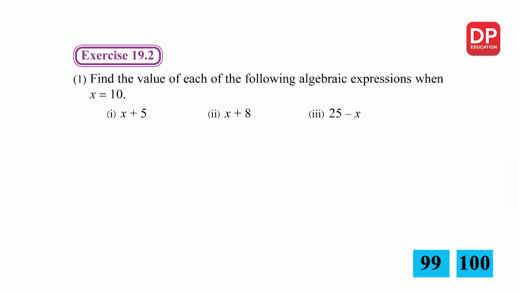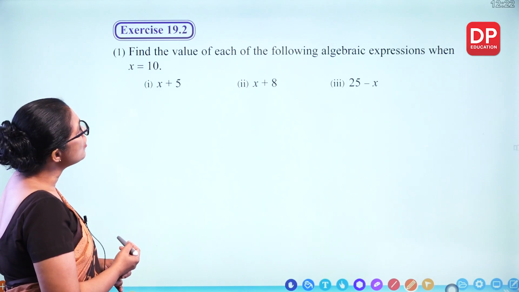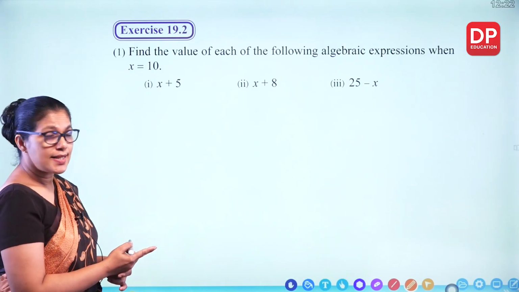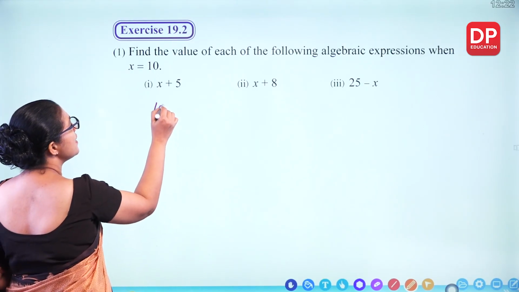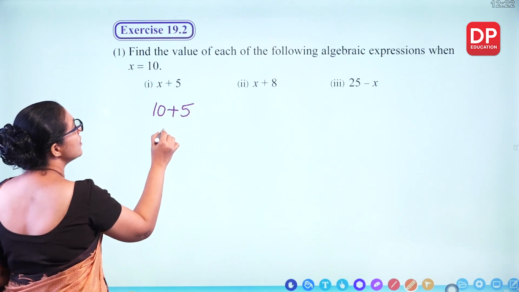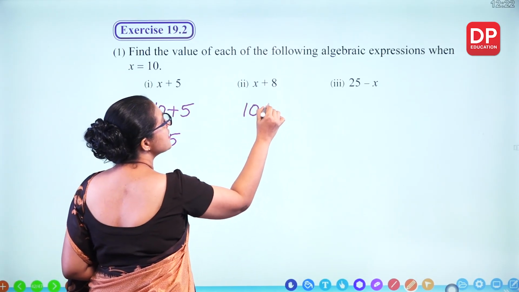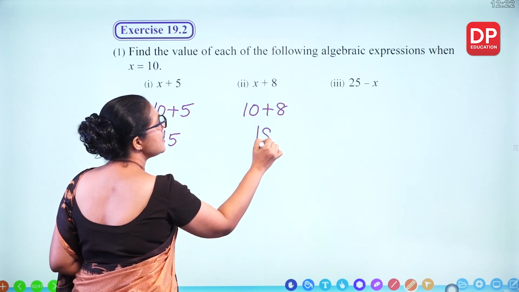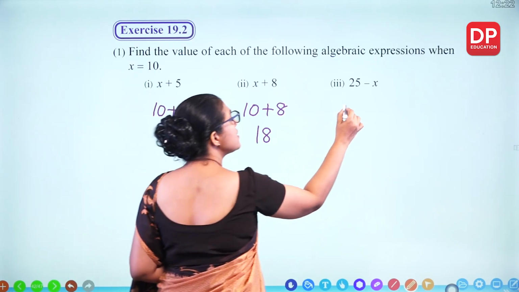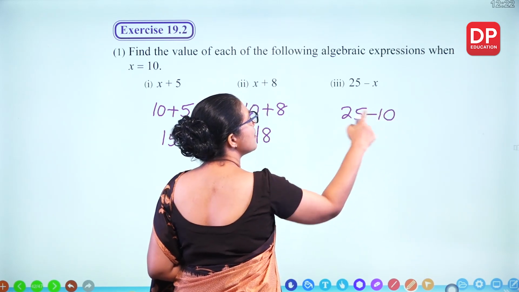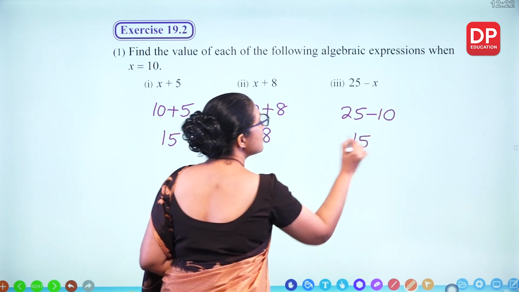Exercise 19.2. Find the value of each of the following algebraic expressions when x equals 10. So substitute 10 here. 10 plus 5, you get 15. 10 plus 8, that's 18. 25 minus 10. Now x is here. Minus 10, that's 15.